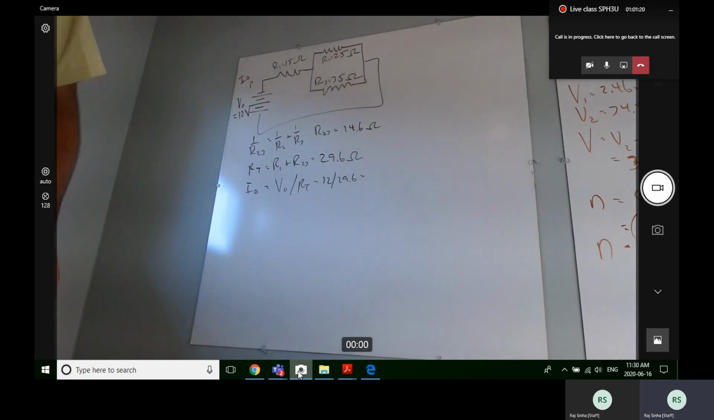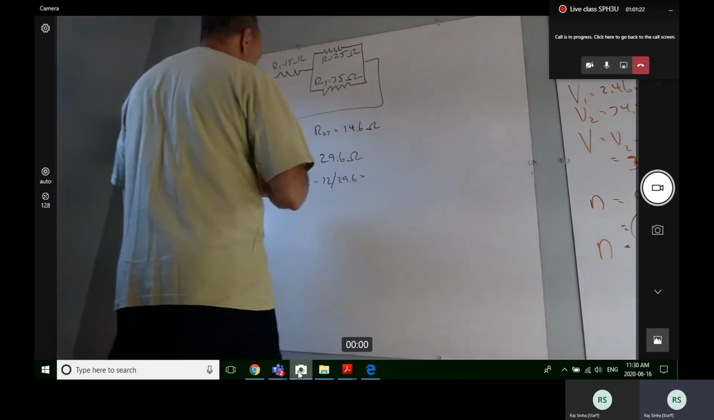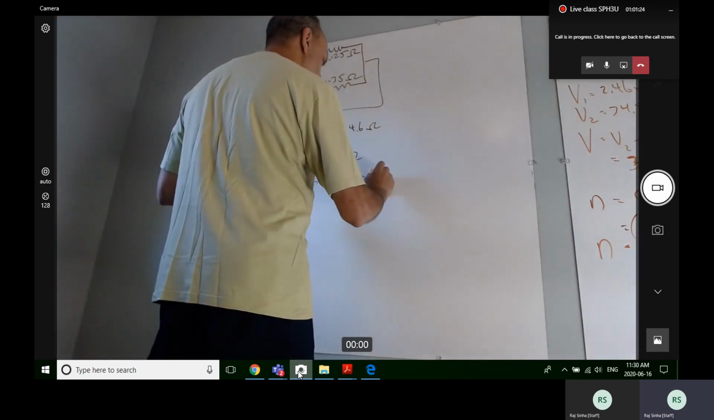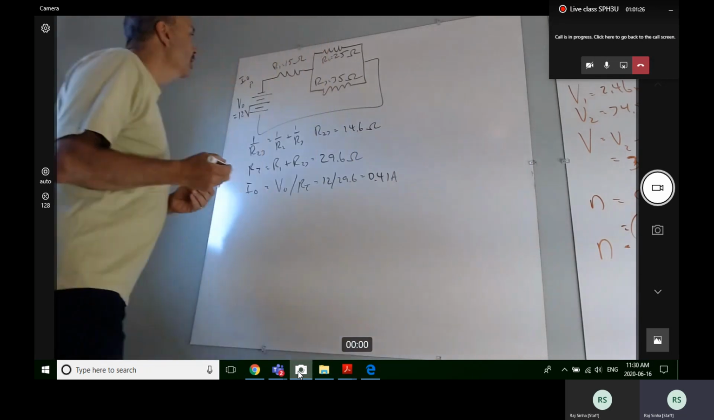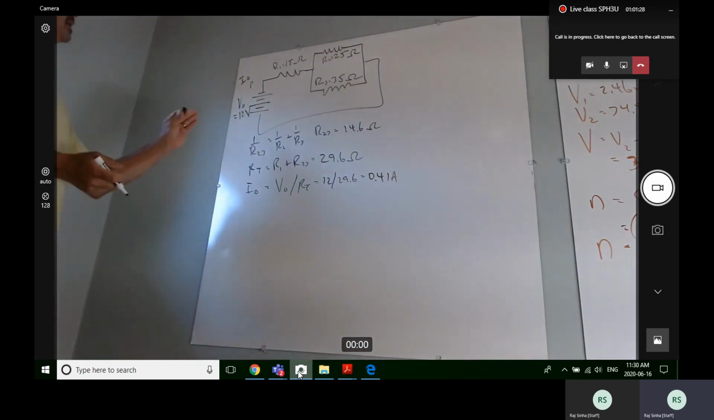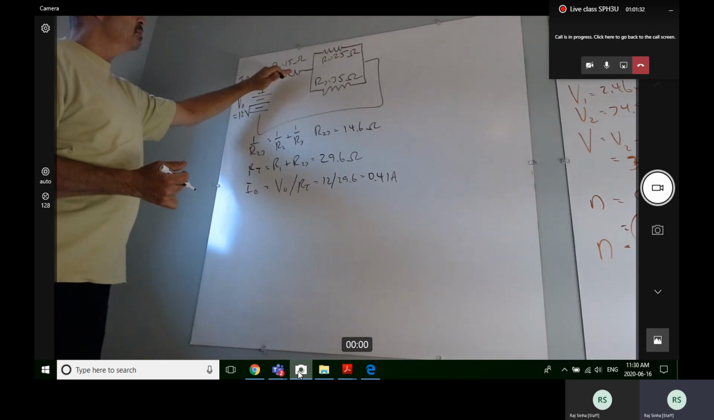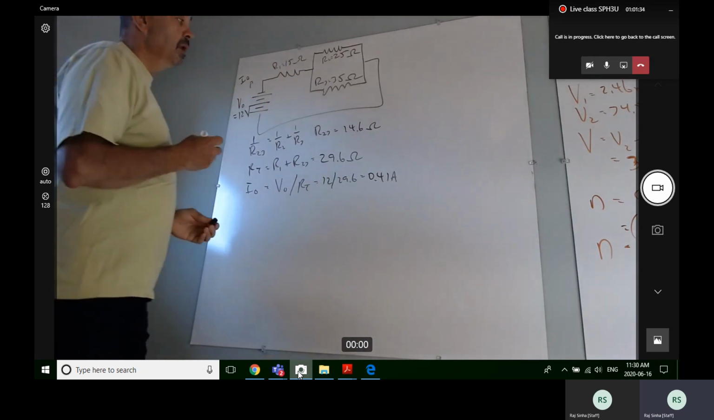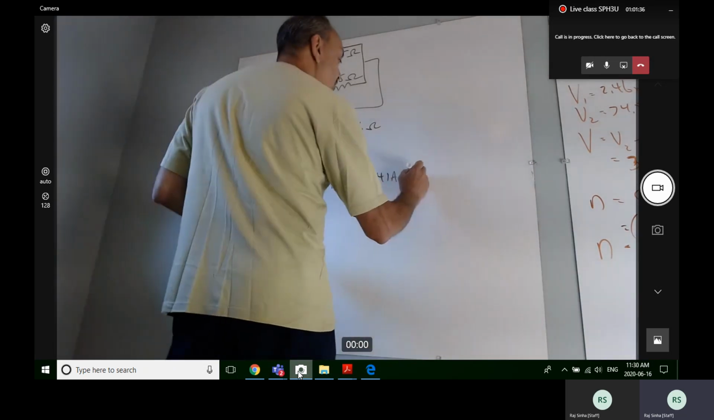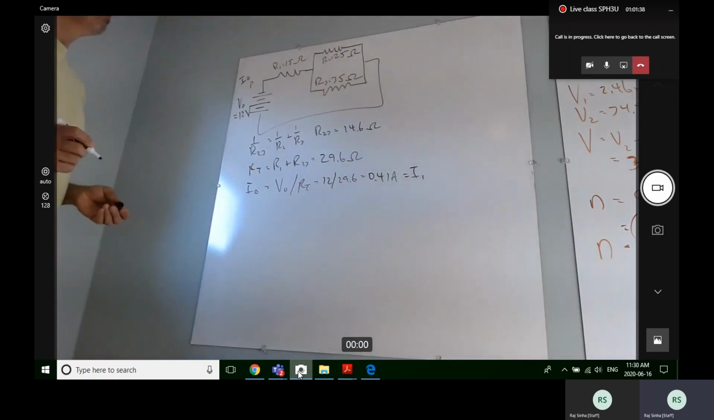I'm getting 0.41 amps. So that's the speed that they leave here at. But that must be the speed they go through there at, because the current through a series is constant. So there's my first current.